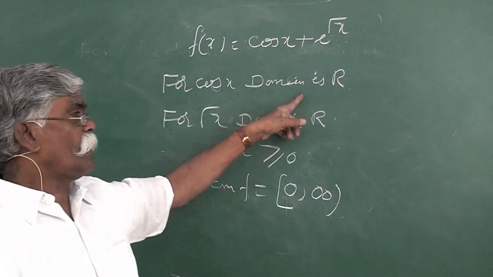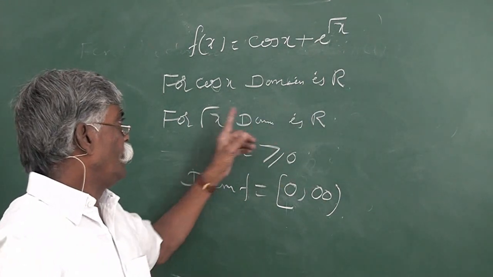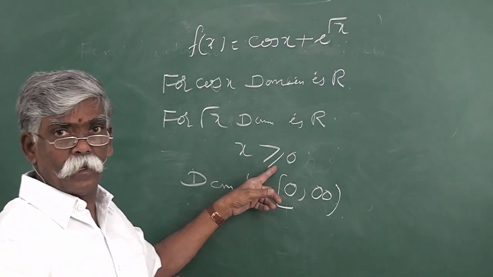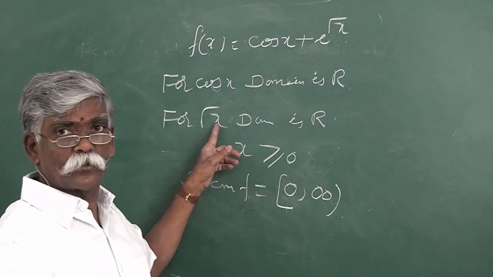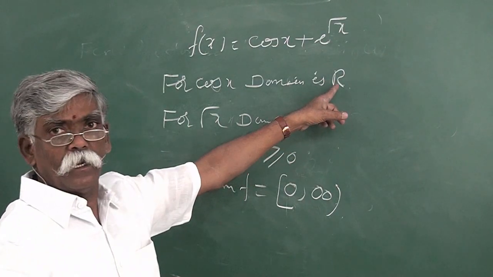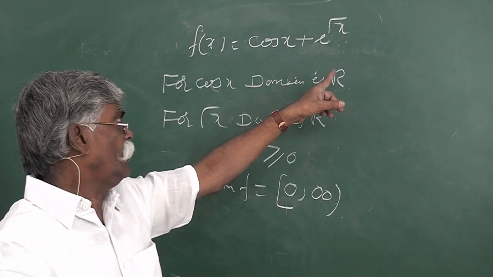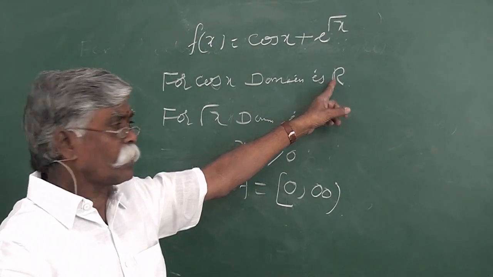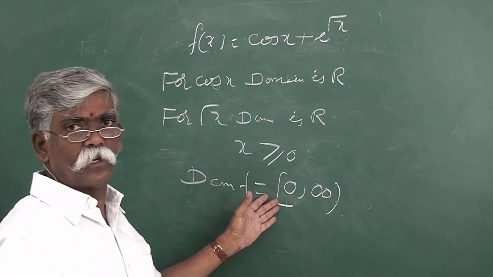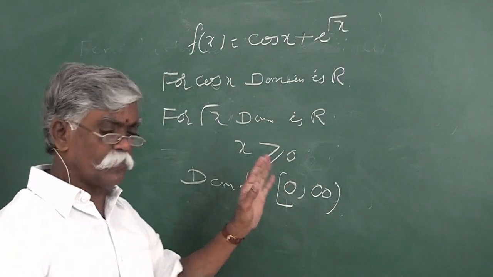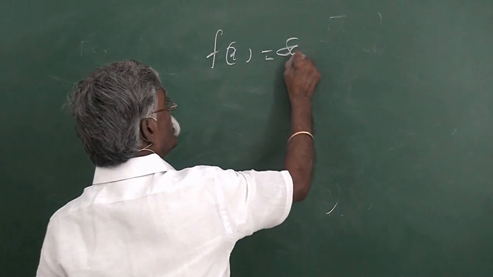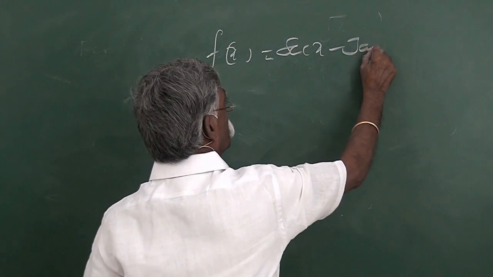So for cos x domain is R, for root x domain is R, and x is inside the root, it should be greater than or equal to 0 because root x is a real number. So therefore, x value should satisfy this. That means x must belong to capital R and x must be greater than or equal to 0. Therefore, put together, we can come to the conclusion that the domain is from 0 to infinity. And f of x is equal to secant x minus tan x.